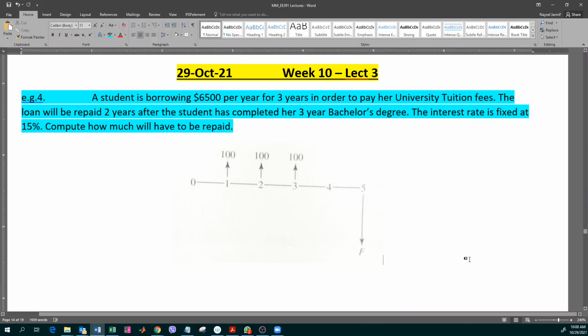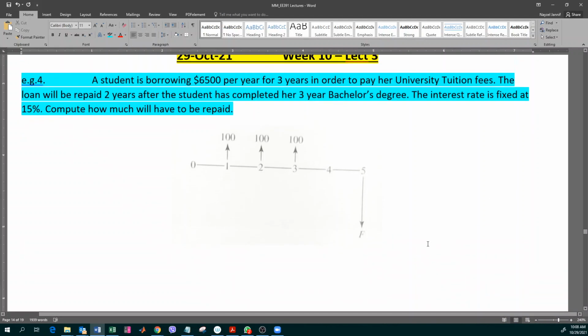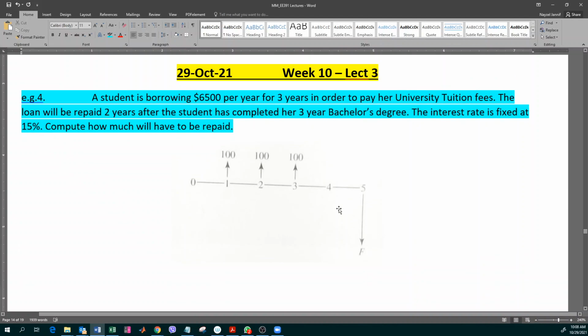Now, $6,500 per year, and after the end of the degree, which takes 3 years, just like a normal bachelor's degree, there are 2 years of a loan holiday, followed by repayment. In this question we just assume that the repayment will start immediately. But in reality, the student will repay over 6 or 7 years.